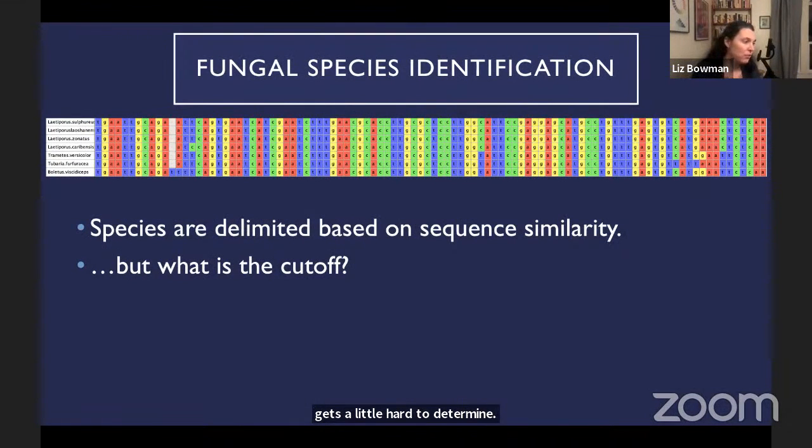So for ectomycorrhizal fungi, generally we use 97% sequence similarity. So for every 100 base pairs, there can only be about 3 that are different. If there's more than that, then you would consider it a different species. For endophytic fungi, we normally use 95%, and that really comes down to taxonomy. So most ectomycorrhizal fungi, not all, but most are part of Basidiomycota. And then most, but not all, endophytes are part of Ascomycota. So you have different rates of mutations based on what taxonomic group you are.